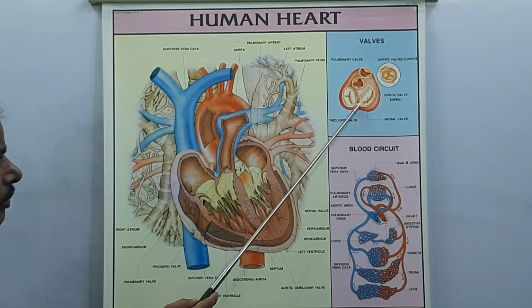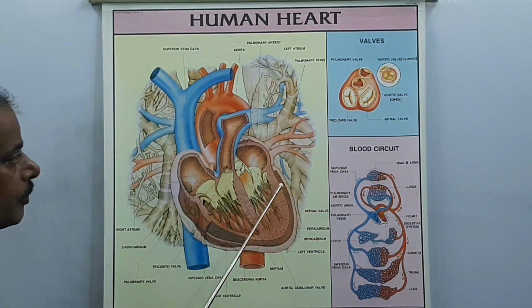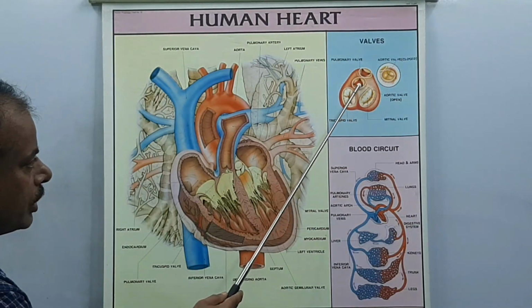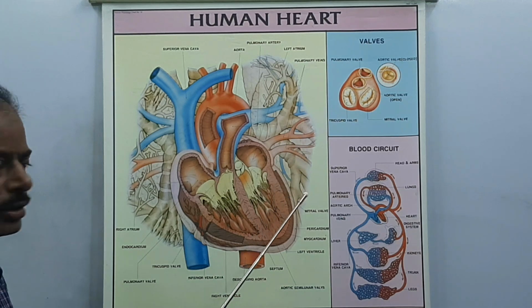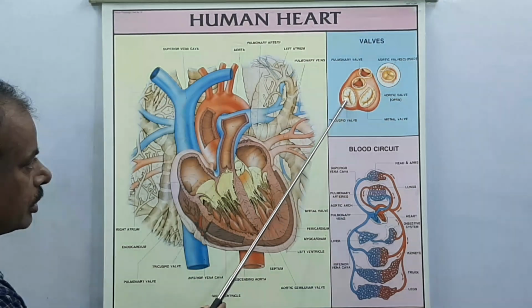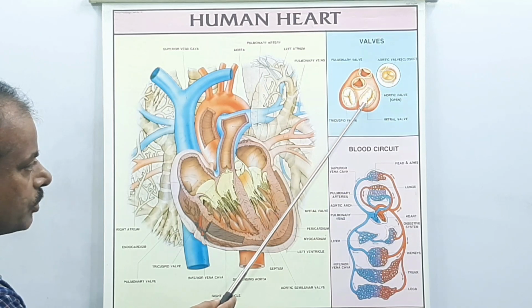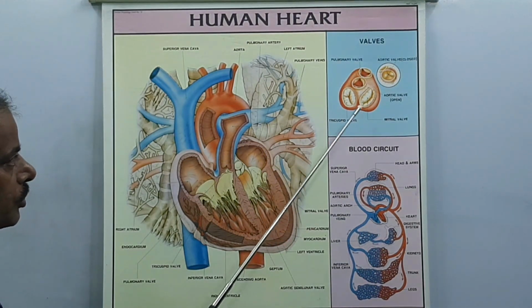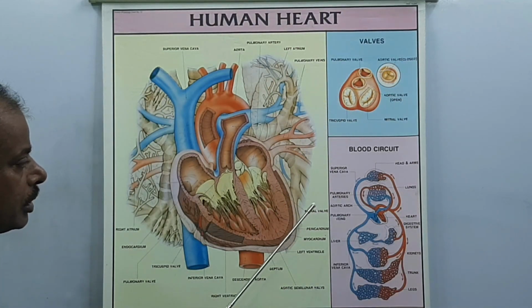Here, these are the valves. This one is the pulmonary valve. The pulmonary valve is a type of pocket septum valve, and this one is the aortic valve, which is open and contains three cusp-like structures. Here is the tricuspid valve, which contains three cusp-like structures, and this one is the mitral valve, which contains only two cusps. So in this way, these are the different types of valves present in our heart.